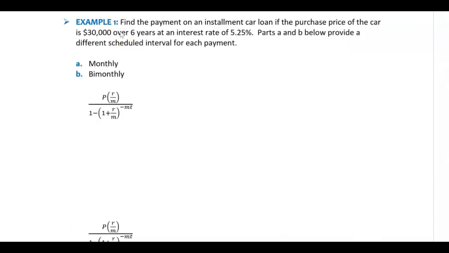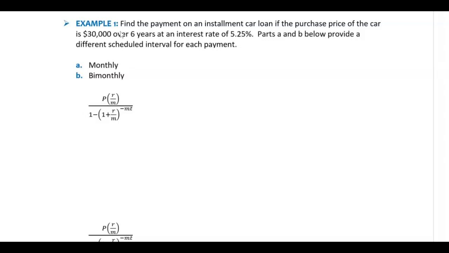Example 1. Find the payment on an installment car loan if the purchase price of the car is $30,000 over 6 years at an interest rate of 5.25%. Parts A and B below provide a different scheduled interval for each payment. Part A, monthly. Part B, bi-monthly.